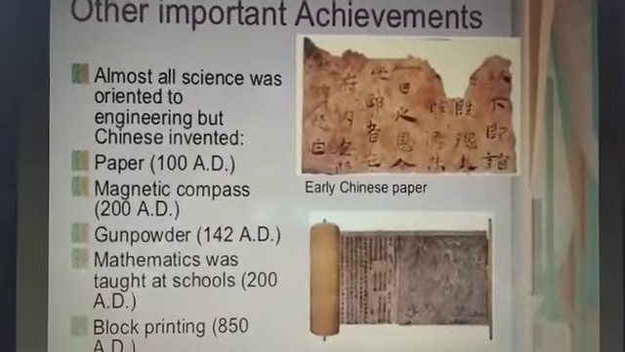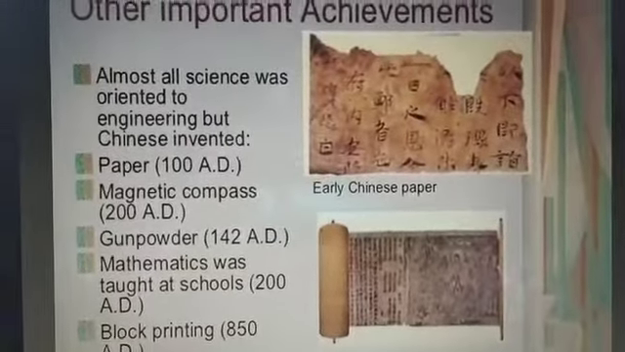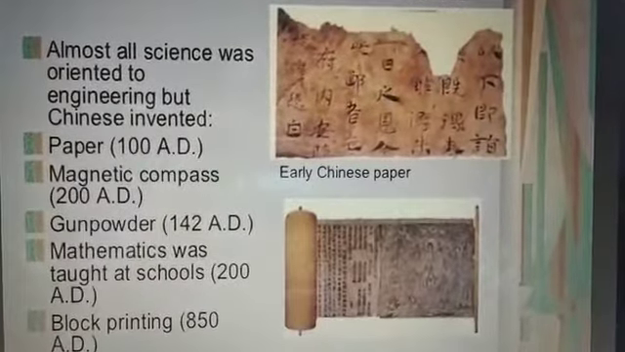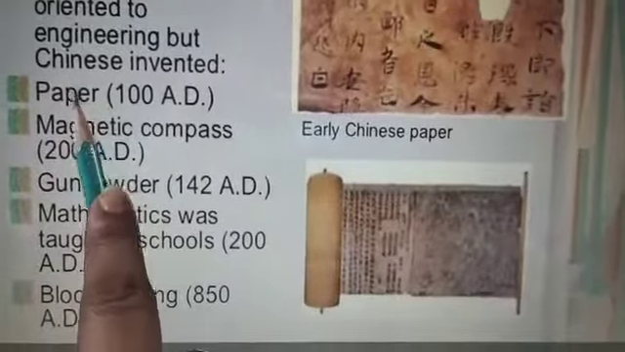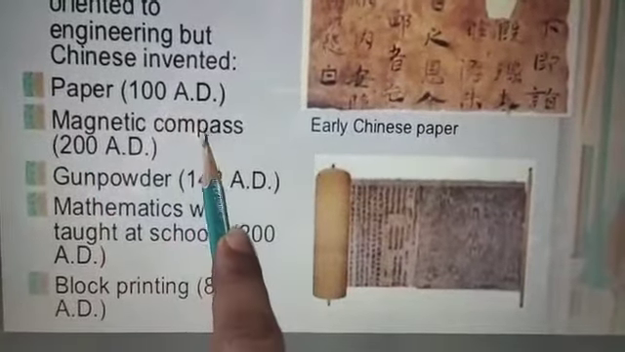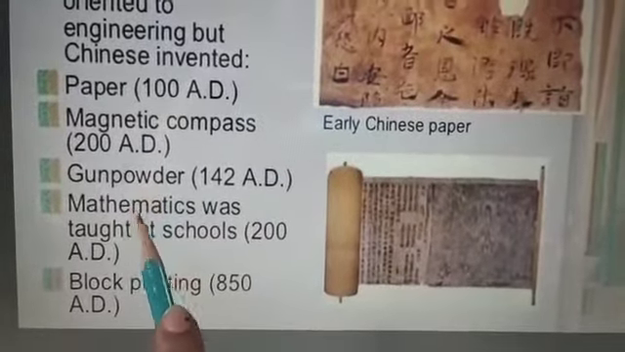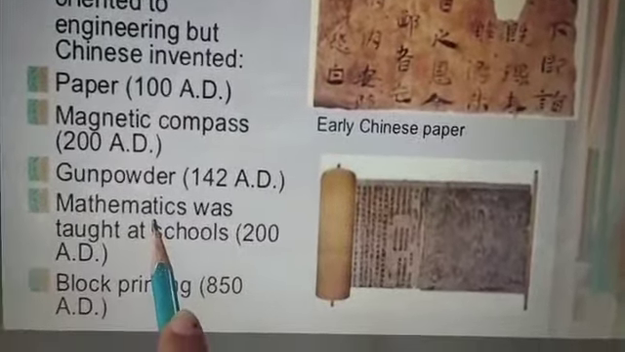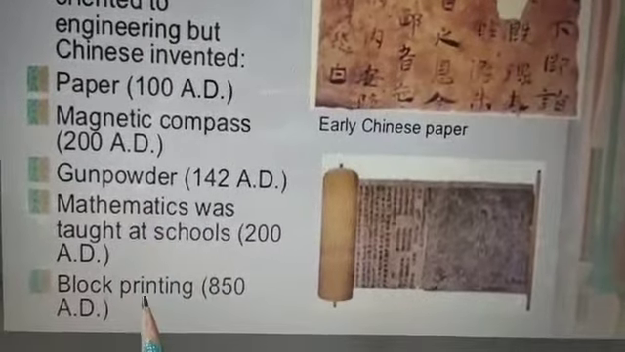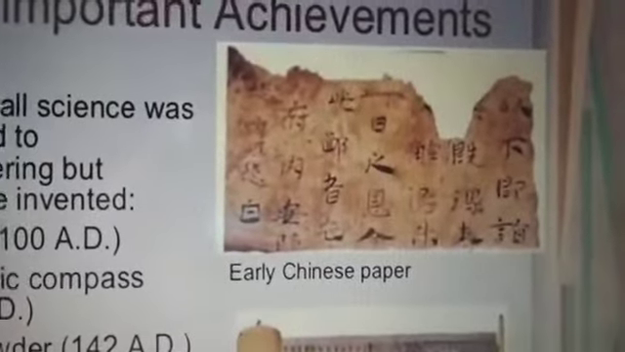Lastly, we will see all the other important achievements of the Chinese. The Chinese invented paper, the magnetic compass, and gunpowder. They were the first who taught mathematics in school, and they also started block printing. You can see the early Chinese paper.